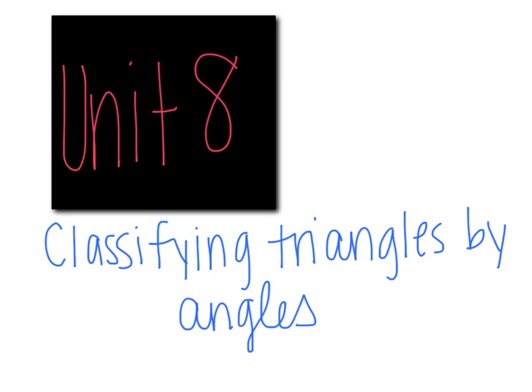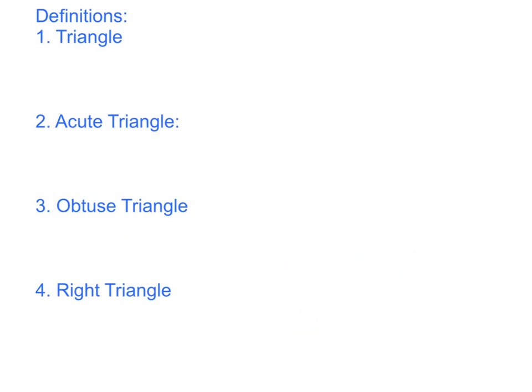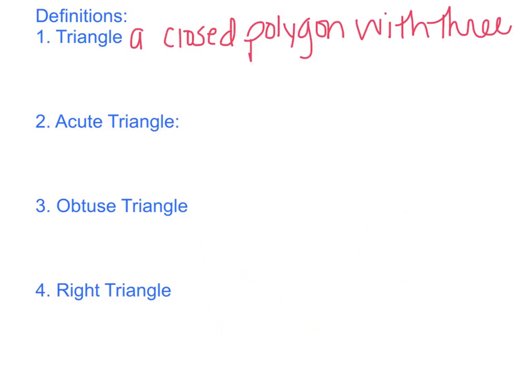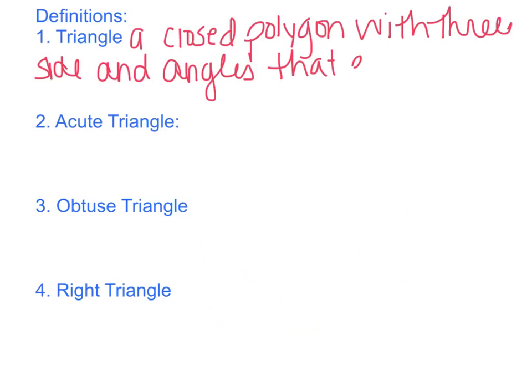Today we're going to talk about classifying triangles by their angles. We're going to look at 4 definitions first, and then we're going to start using these definitions to solve problems. The first definition we're going to look at is a triangle, and it's a closed polygon with 3 sides and angles that equal 180 degrees.